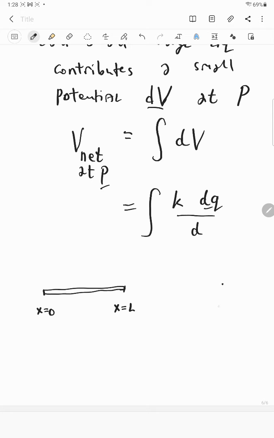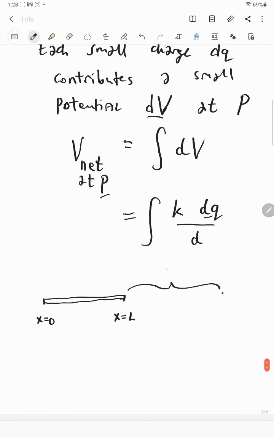Actually, we can do this. Let's say that this right here is a distance called capital D. Excuse me for using so many symbols, and we'll put a linear charge density along the rod. We can imagine that this is all happening along the x direction, right? So this is x equals L, and this is x equals L plus D, so that this position is the position P.